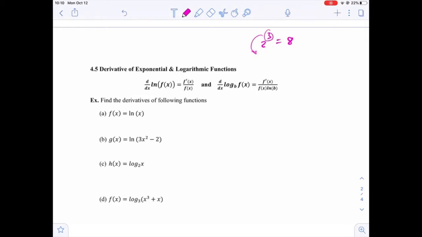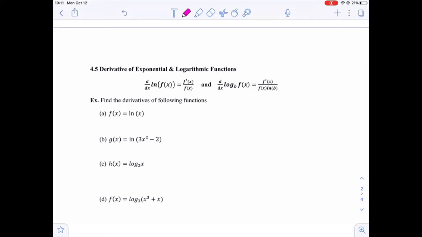If we want to represent 3, the power, in a different way, we can use logarithm. So it's logarithm base 2 of 8. And the logarithmic function, we studied this before. What do we mean by logarithmic function and how the graph looks like and many properties of logarithms. In this section, we'll focus on how to find derivative of such functions.